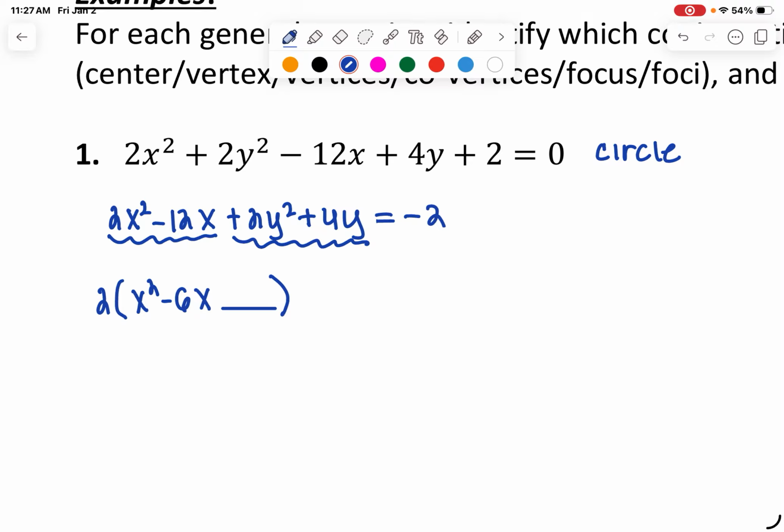Can we complete the square for y right now? No, same reason why, because it has a lead coefficient of 2. So we're going to factor the 2 out. We have y squared plus 2y. Make sure you're factoring a 2 out of both of those terms, and then equals negative 2. All right, now I'm ready to complete the square for x and complete the square for y.